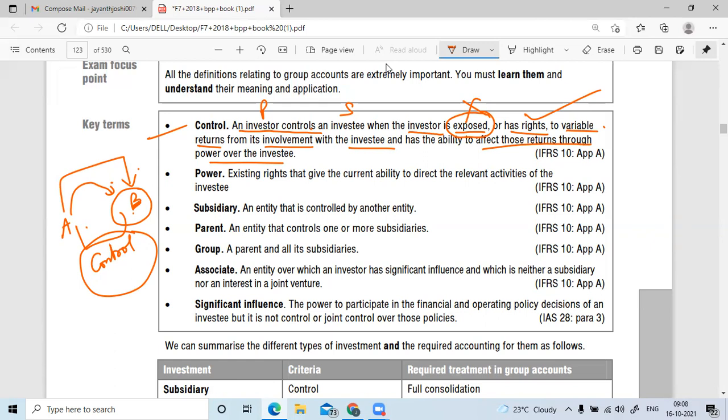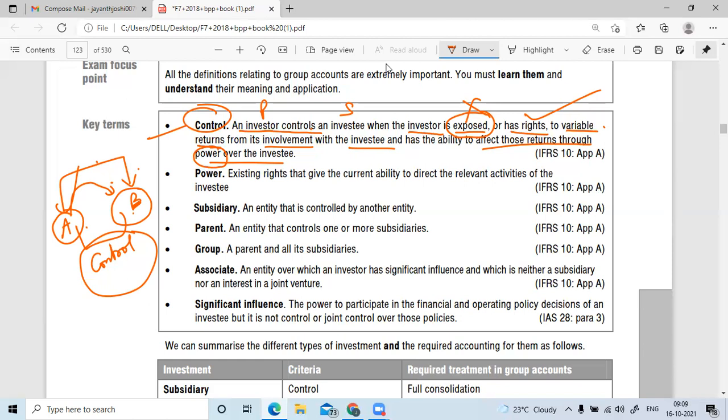A has the rights to enjoy those returns, and A will decide what can be or should be done with those returns, because A has the power to do that. So did you understand here? Two words you have come across. One word is control and one word is power. Understood? All of you? Yes, sir.